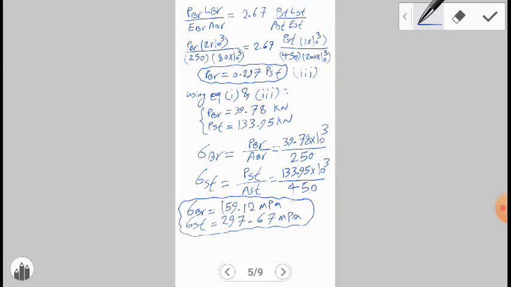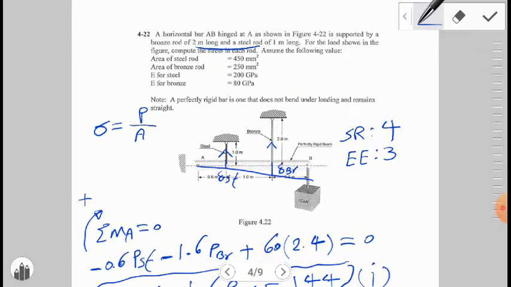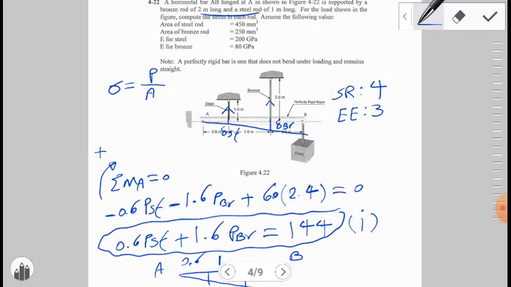Let's review the solution again from the beginning. The question is to find the stress in each rod, the stress in the steel rod and the stress in the bronze rod. Because this beam is statically indeterminate, the number of support reaction unknowns is 4, and the number of equations of equilibrium is 3. For analyzing statically indeterminate members, we need to add additional equations to the equations of equilibrium. Here we can use the compatibility concept or equation based on the deformations in the structure.